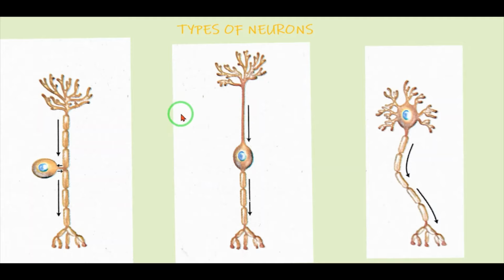Now we have to see where these neurons are present. First one, unipolar neurons. These unipolar neurons are found only in early embryos. Second one, bipolar neurons. These are found in the retina of the eye and olfactory epithelium of nasal chambers. Third one, multipolar neurons are found in the cerebral cortex of the brain. So these neurons are present only in particular areas.